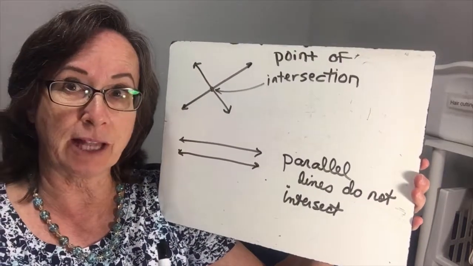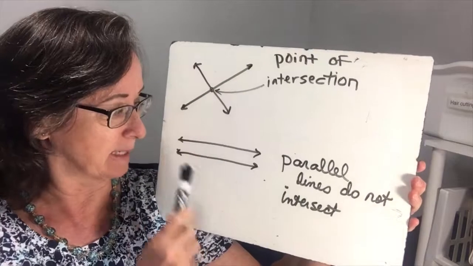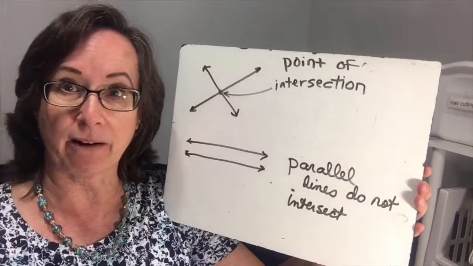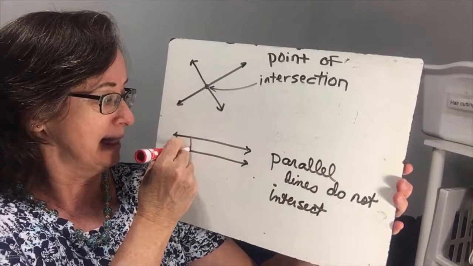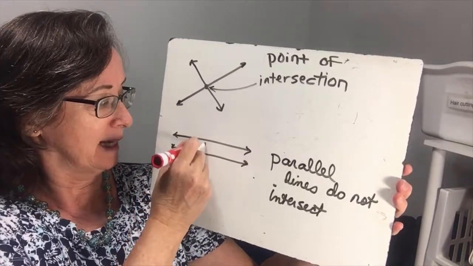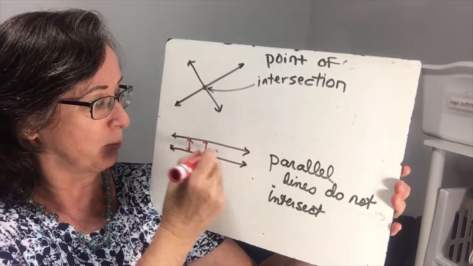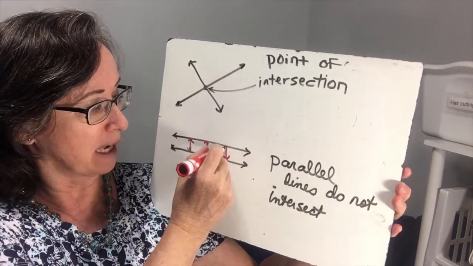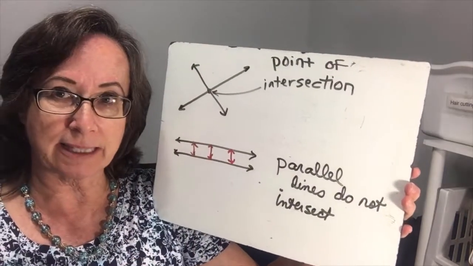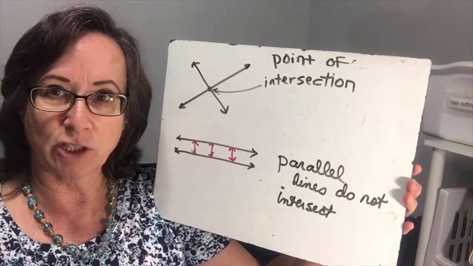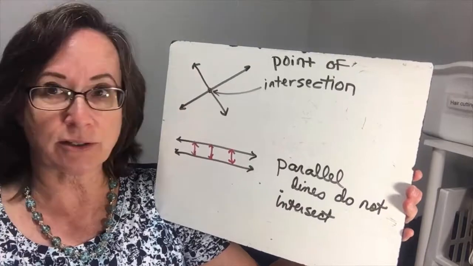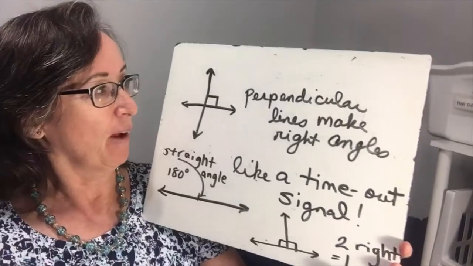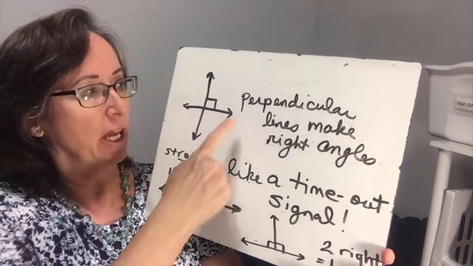Then sometimes we have lines that never intersect, and those lines are called parallel lines. And the distance, the perpendicular distance between each one of those lines, would always stay the same, never change. So that is parallel lines and intersecting lines. Okay, so we have some more terminology.